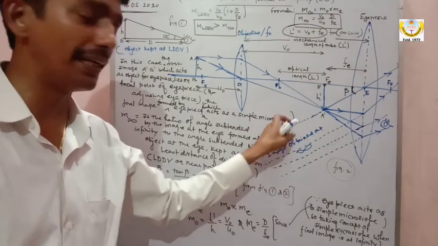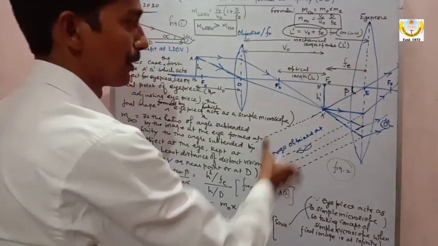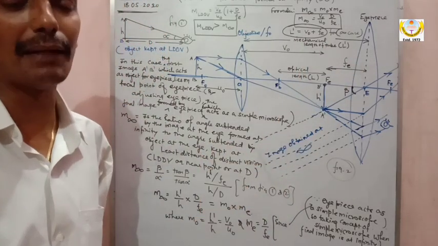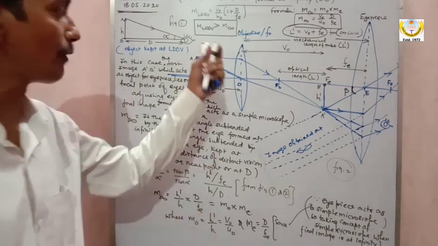And we can see the infinity case with a relaxed eye, that is called normal adjustment. So this is a diagram for normal adjustment also. Relaxed eye means normally we can see when the image is at infinity. So that's all from my side.